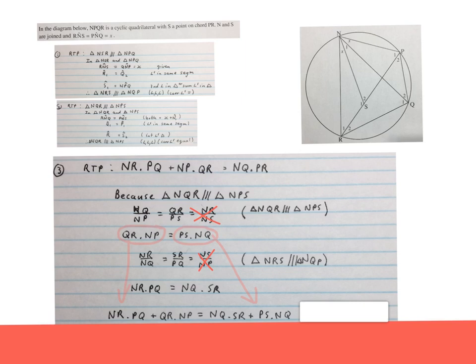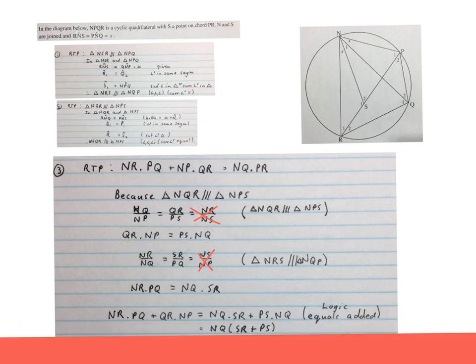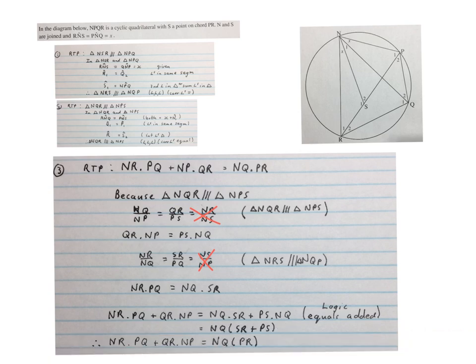Then we can add these two to them on either side because they are equal. Then both sides will be equal. You don't have to write a reason. I just wrote here equals added or logic. Then you can factorize an NQ out of there. Then we have our final answer. This is equal to this. That is what we were required to prove. Please stop the video and get your brain around this one.